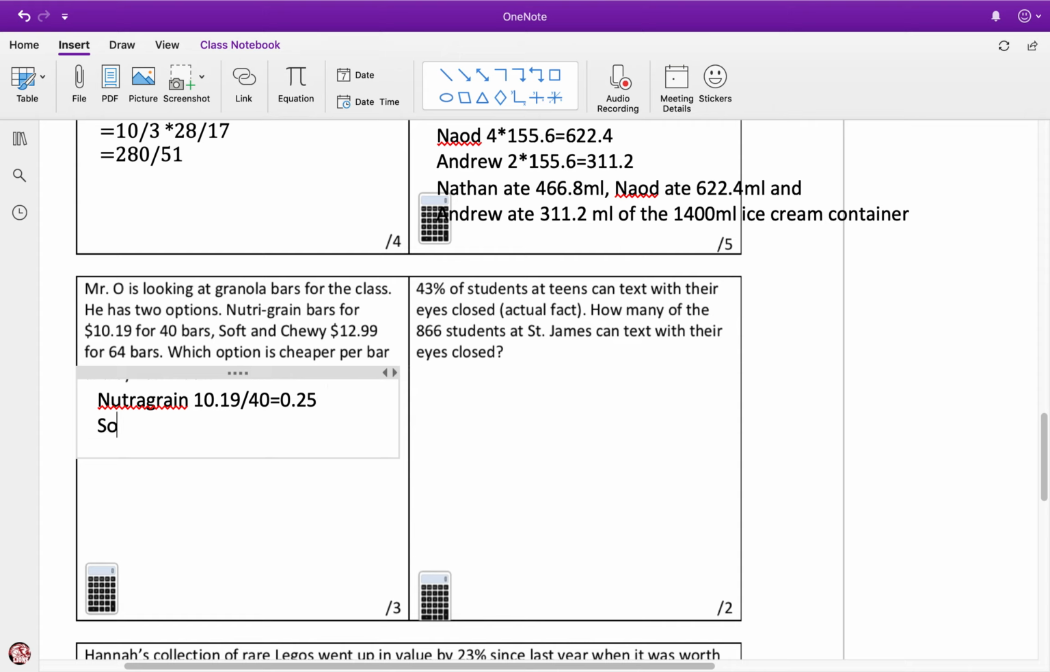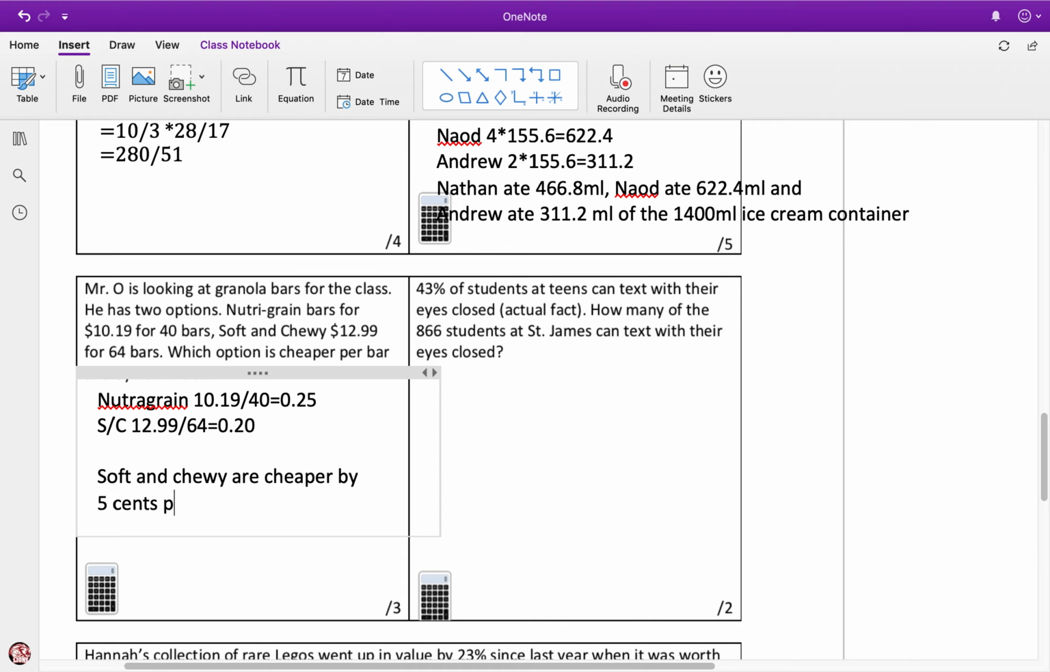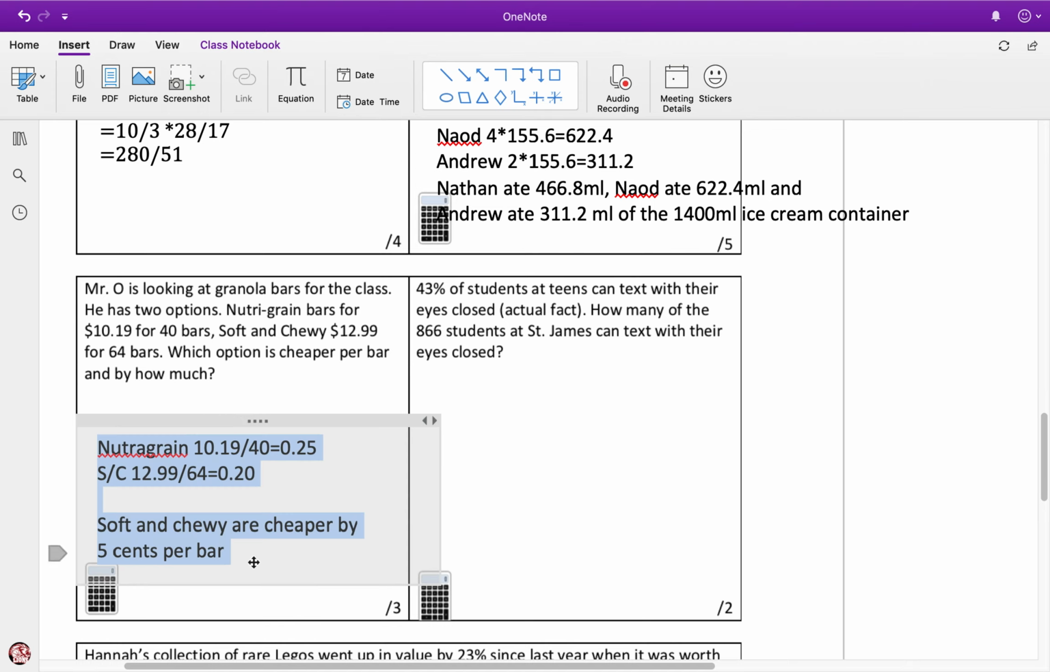And then a soft and chewy. So S&C. That is 12.99 divided by 64. So now we're looking here, which option is cheaper per bar? So I would say soft and chewy are cheaper by 5 cents per bar. I believe that answers my question: which one's cheaper and by how much?